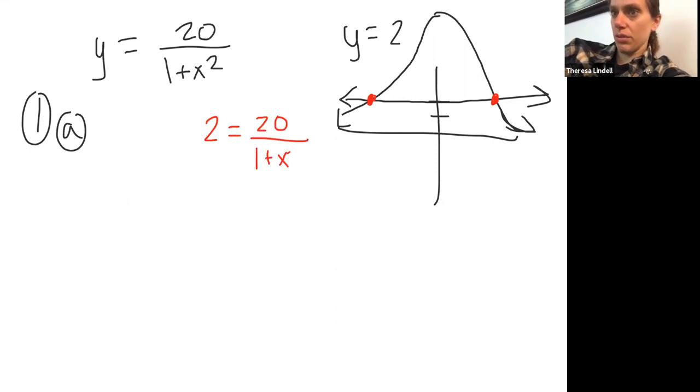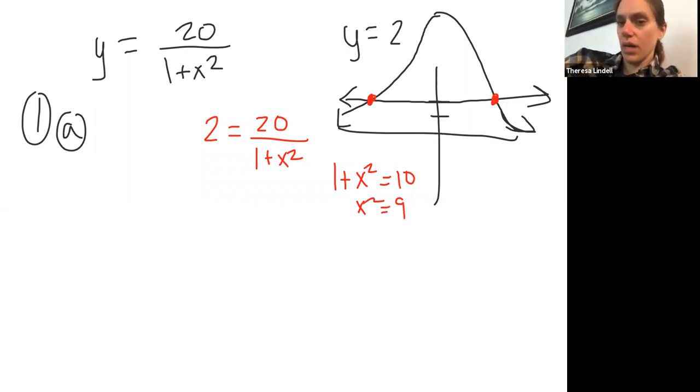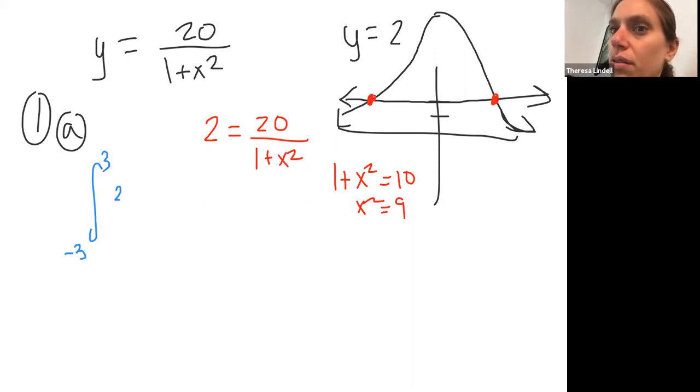You could set these equal to each other, and if I move this over here and divide, it's 1 plus x squared equals 10, and then x squared equals 9, and then you square root and get 3. Perfect. So then to find the area of this thing for part A, it'd just be the integral from -3 to 3 of the top.